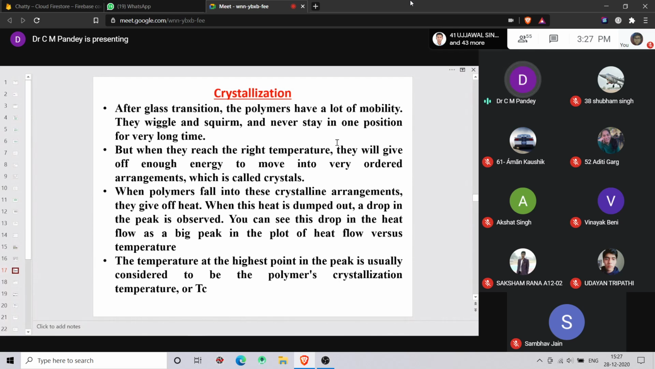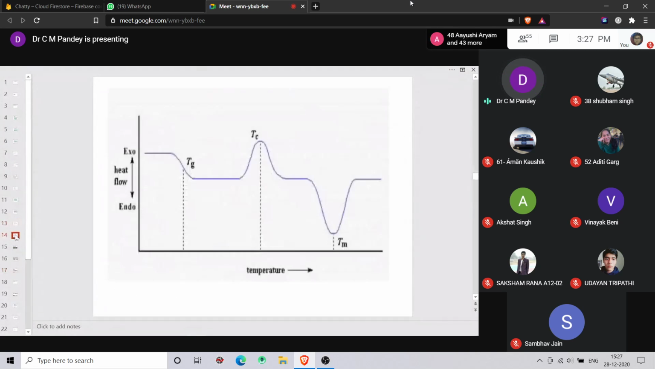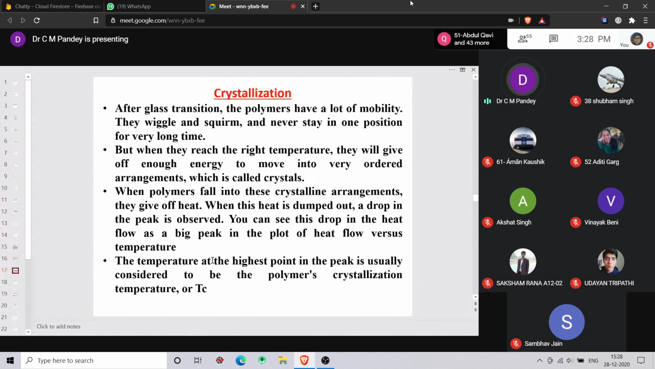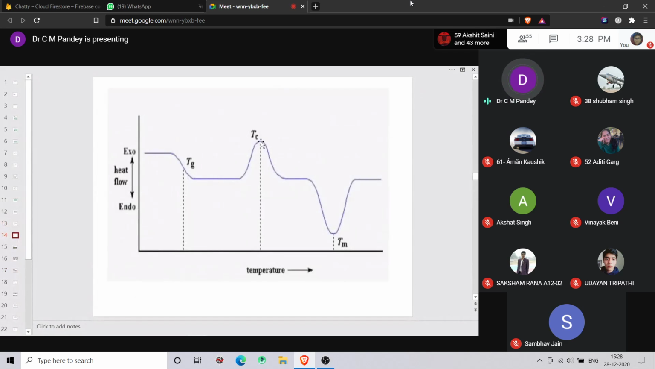So if you provide the right temperature, the molecules in the polymer will rearrange among themselves to form crystals. When the polymers fall into this crystalline arrangement, they give off heat. When the heat is given off, a peak is observed, and you can see this in the heat flow as a big peak in the plot of heat flow versus temperature. The temperature at the highest point in the peak is usually considered to be the polymer's crystallization temperature. So from this you can know about the crystallization temperature of a particular polymer.